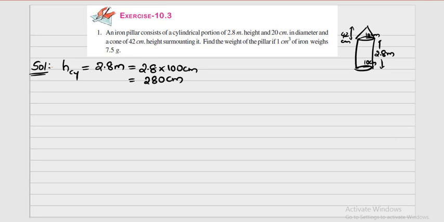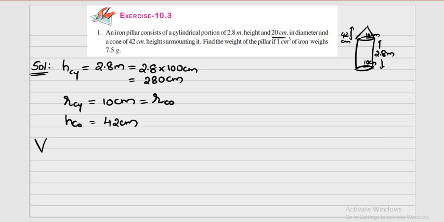Next, what he has given? The radius of the cylinder. Clearly, the diameter of the cylinder is given. So the diameter is 20 centimeters. From that we can directly write the radius of the cylinder: the radius of the cylinder is 10 centimeters, which is also equal to the radius of the cone. The same way, the height of the cone is also given. So h suffix co, which is nothing but 42 centimeters. So we have written all the dimensions.